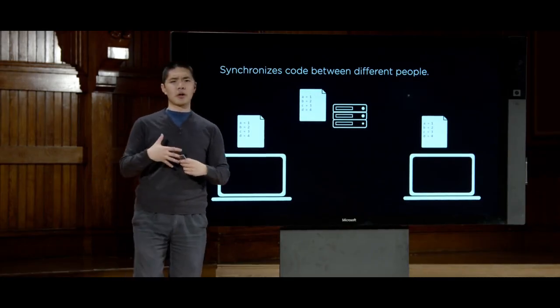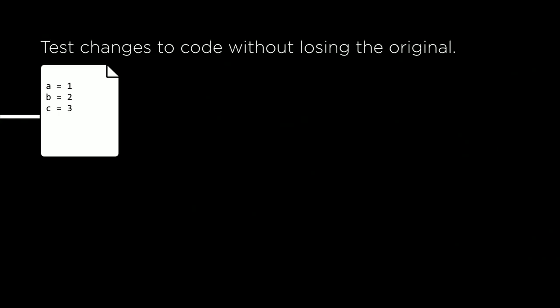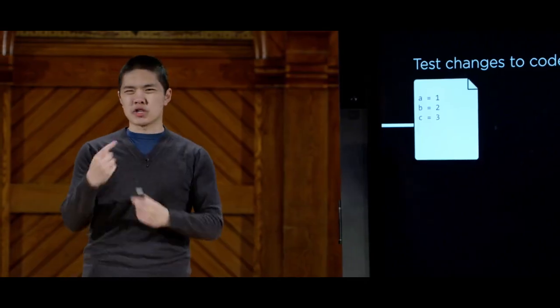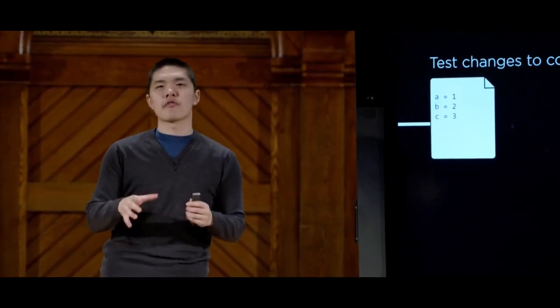Git also enables us to do a number of other things. For example, Git allows us to test changes to our code without removing access to the original. So for example, you might imagine that as I'm working on writing a program, I might want to try making some changes, but I'm not sure if they're quite going to work.